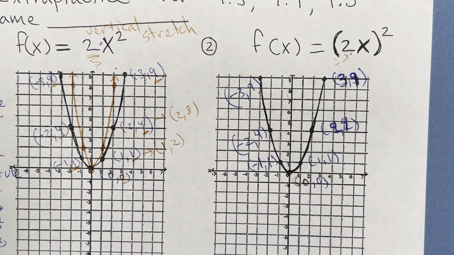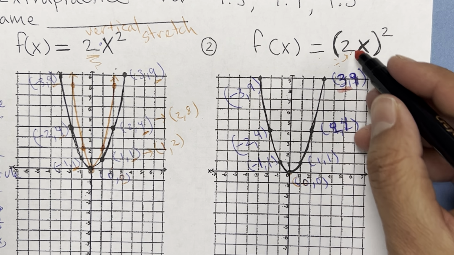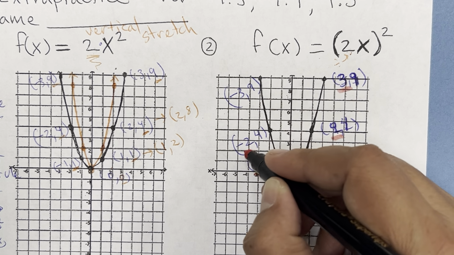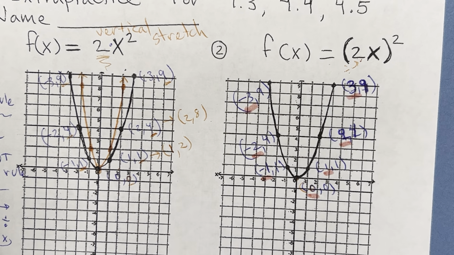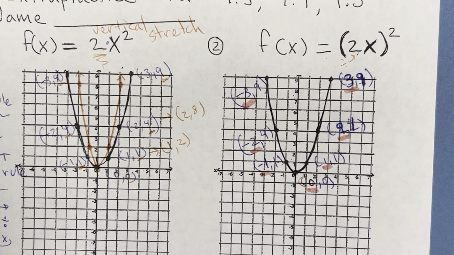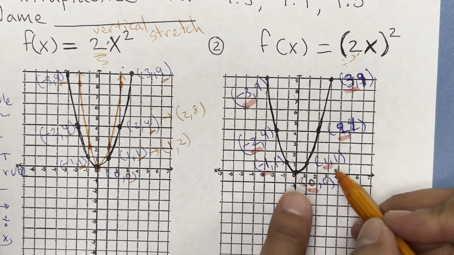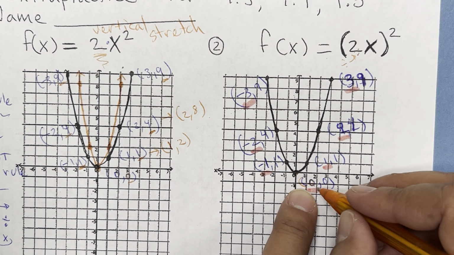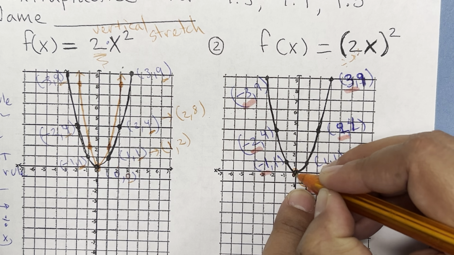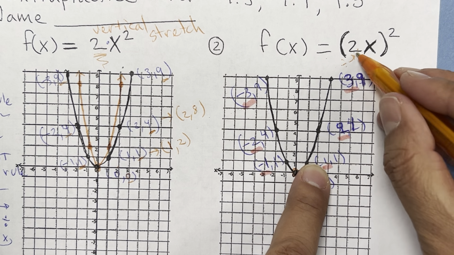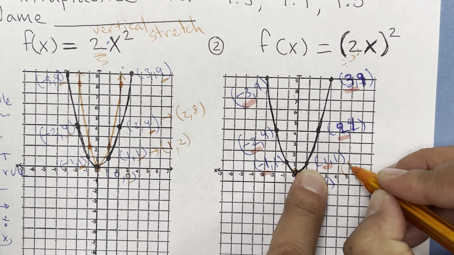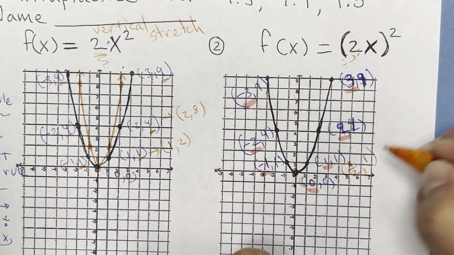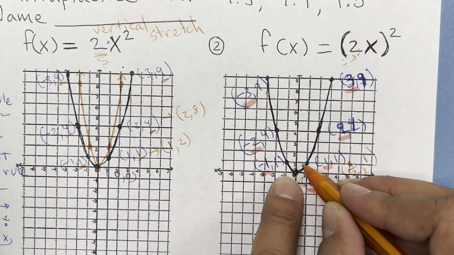Which ones are we going to focus on? The x. When it's inside, it's related to x. And so, now what we're going to do is divide the value of x. 0 divided by 2 is still 0. And that one stays the same, so right here. In here, 1 divided by 2 is 1/2, and the 1 stays the same, so 1/2, 1.